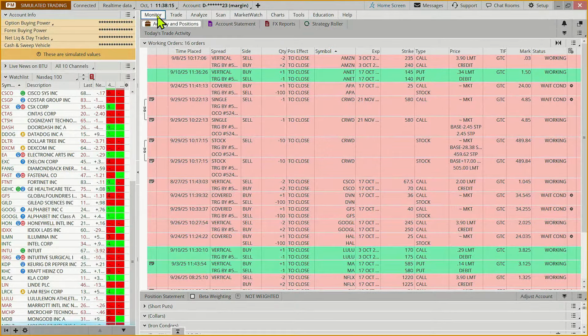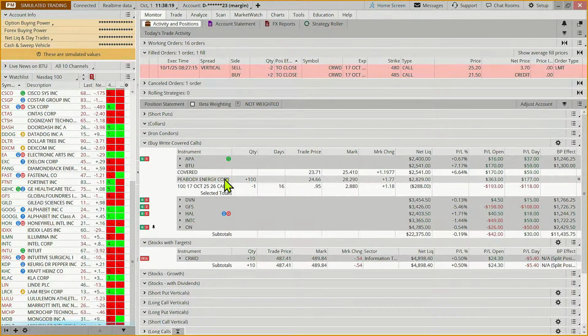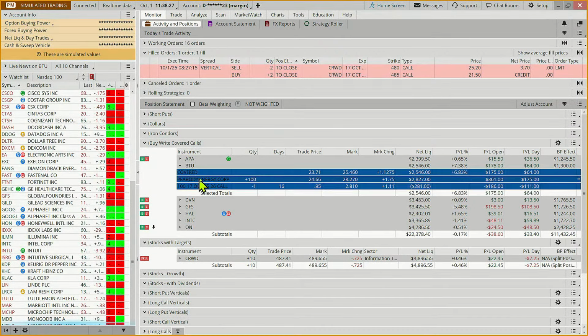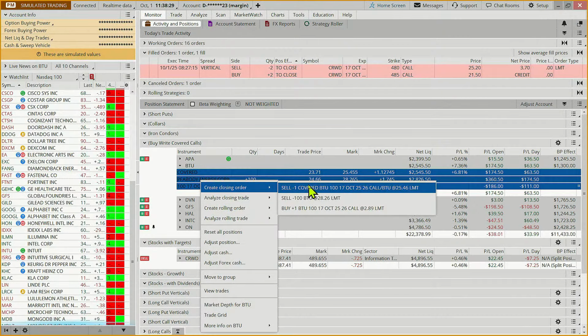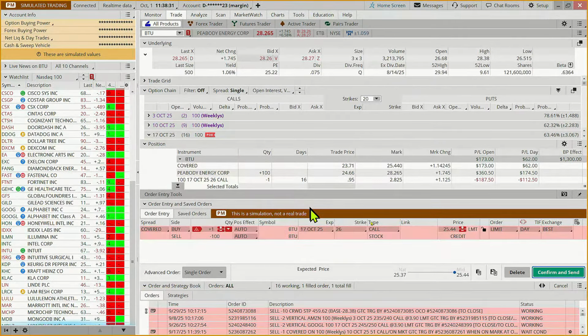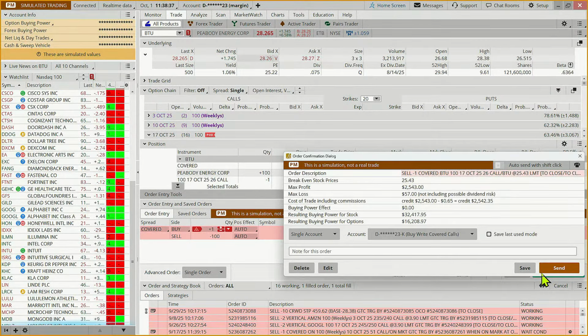So I'm going to come back down to this position. And you can see it's trading at 28. Our call is at 26. We would get $25.40 for it. So we're going to just choose to take our money. Take that 7% gain. Okay, and that's how we would do that.